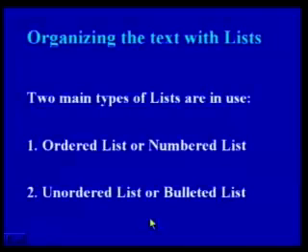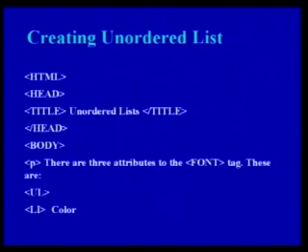Now organizing the text with lists. You have two kinds of lists, ordered lists and unordered lists. That means a numbered list and an unnumbered list. An unnumbered list is also called a bulleted list. Fine.